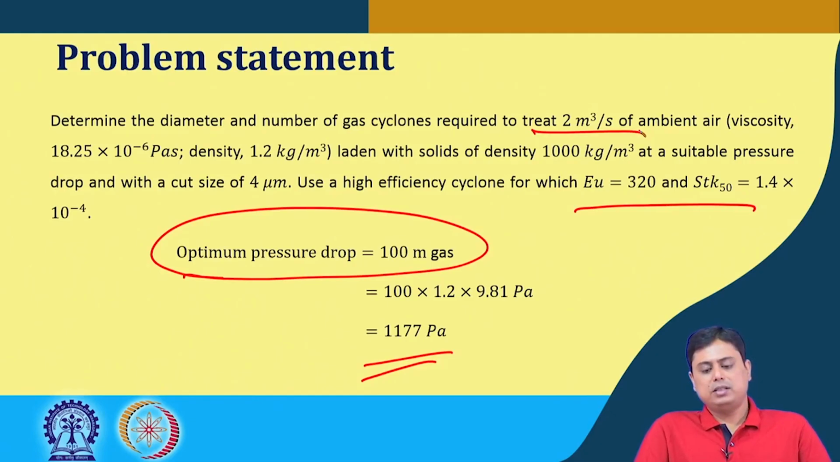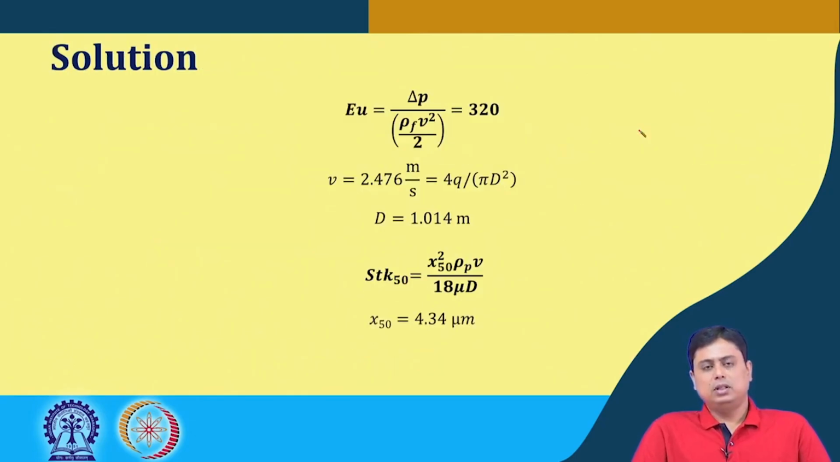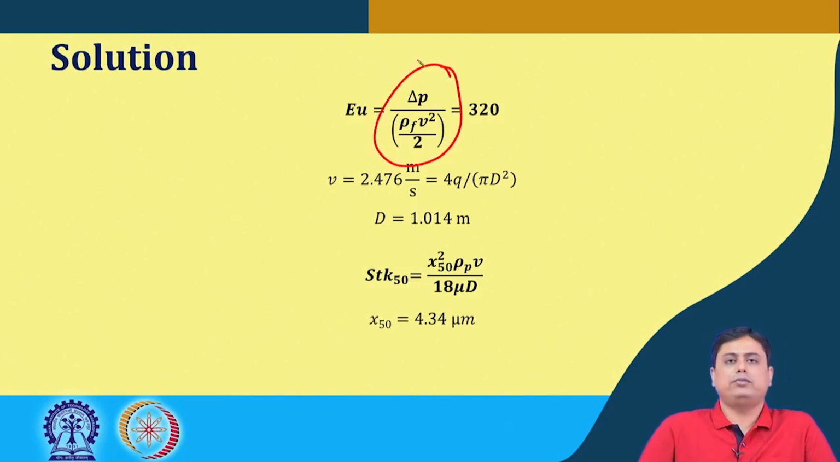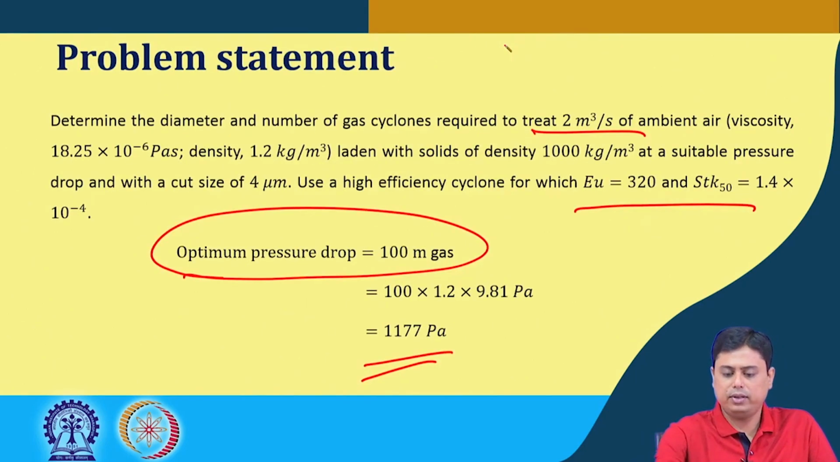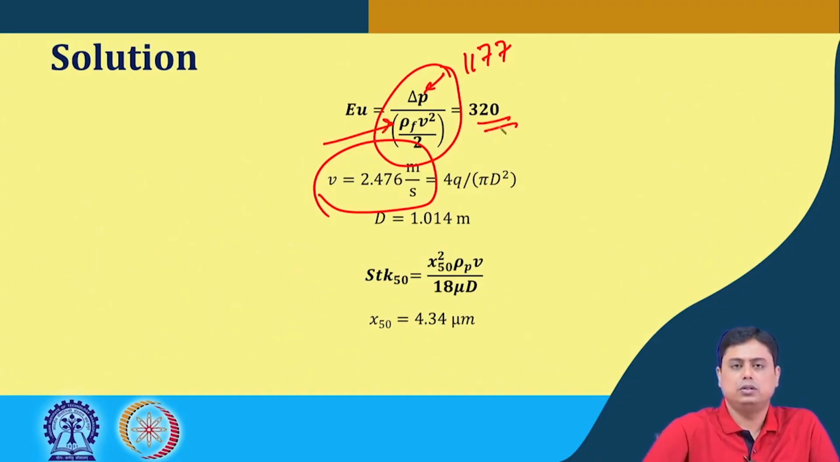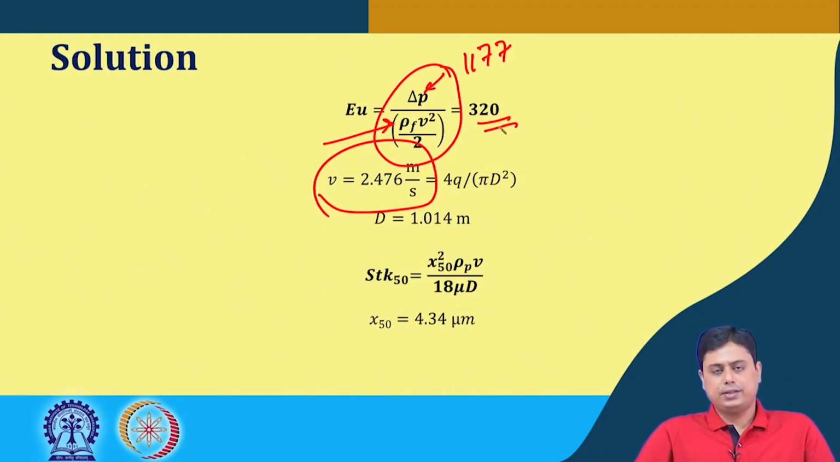Here the Euler number is mentioned. Euler number is del P by rho F V square by 2. Now, del P is mentioned, rho F is given, and the characteristic velocity we have to calculate because the Euler number is mentioned here. If I replace del P value of 1177 Pascal, rho F of 1.2 kg per meter cube, which equals 320, we get the characteristic velocity as 2.476 meter per second.